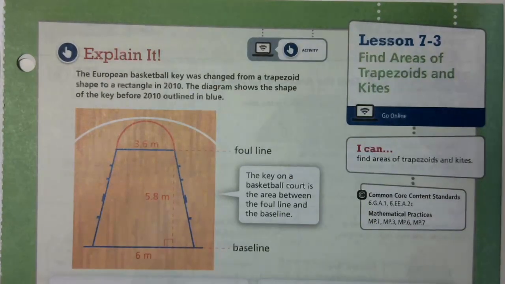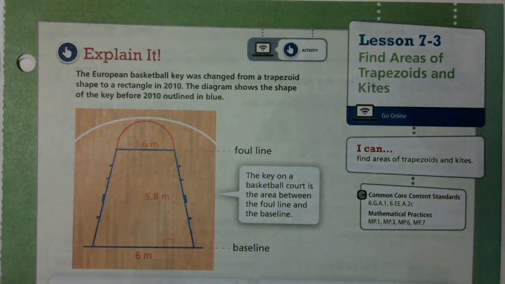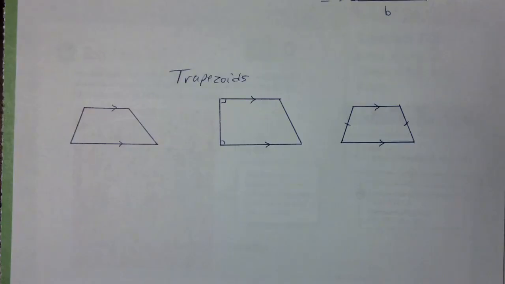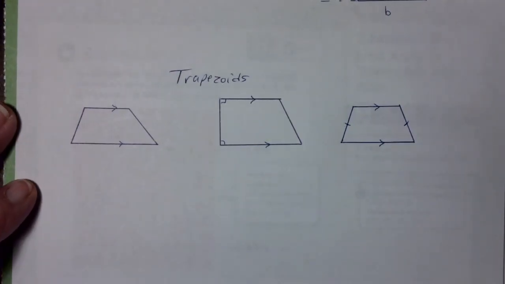Now, there are some different types of trapezoids. There's a right trapezoid, there's a scalene trapezoid, there's an isosceles trapezoid. And I want to show you what those are right quick. So, just a moment. Okay, here's the three different types of trapezoids.